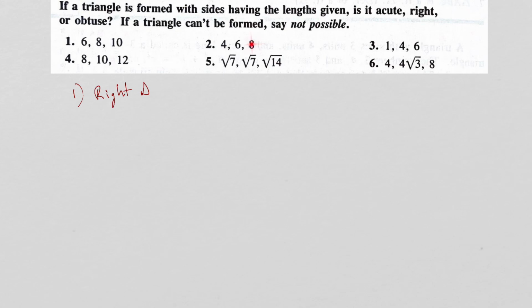Number 2, this must be C. These are A and B. So C squared is 64. This squared is 16. This squared is 36. This adds up to 52. So C squared is greater than A squared plus B squared. So this is an obtuse triangle.